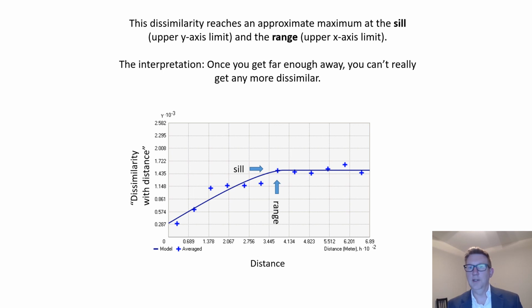That place at which the dissimilarity essentially maxes out is what we call the sill. So that's the maximum amount of dissimilarity that we see within our system. The point at which that happens, the distance at which that happens, is called the range. So that's the point at which we reach sort of maximum dissimilarity. So this is the idea behind a semivariogram. It's a way to empirically estimate how much dissimilarity there is in a system, how empirically it drops off as you get further and further away, and sort of what the maximum point of that dissimilarity is.